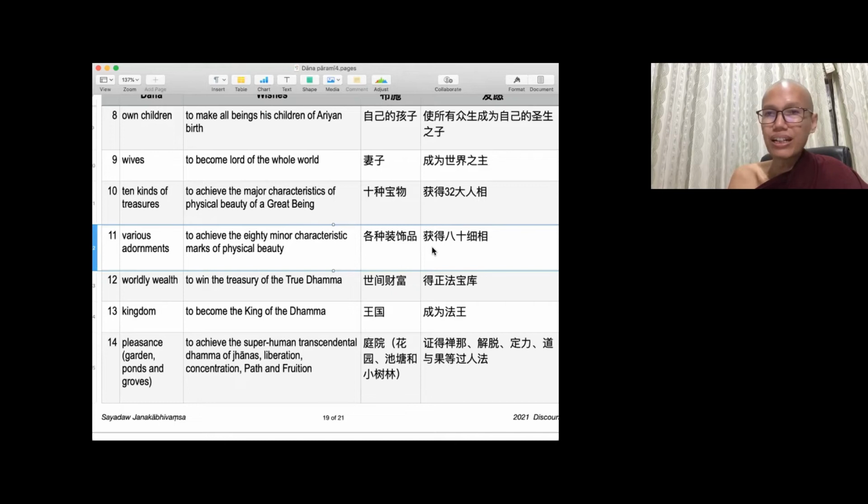So 32 major signs, 80 minor signs. So here, to get the 80 minor signs, the Bodhisattva donates. So okay, next one.